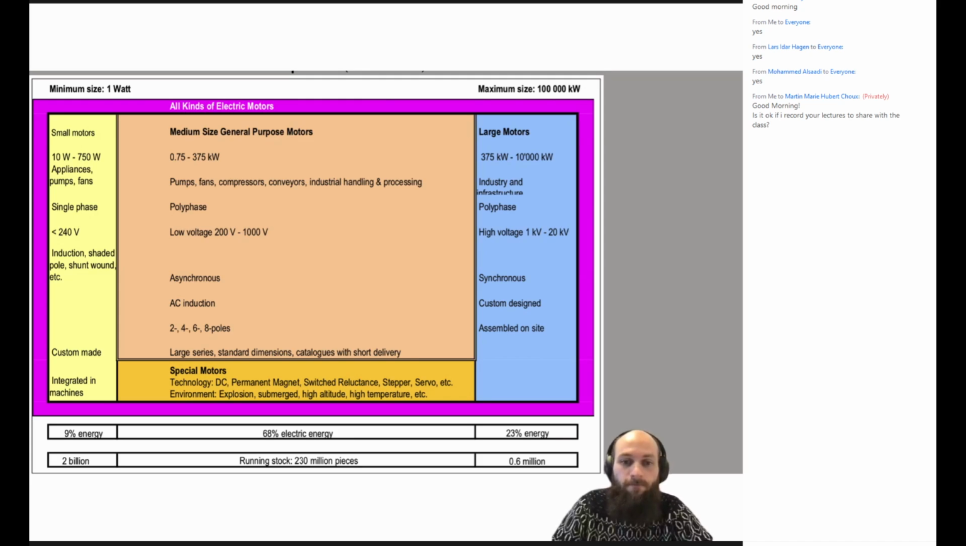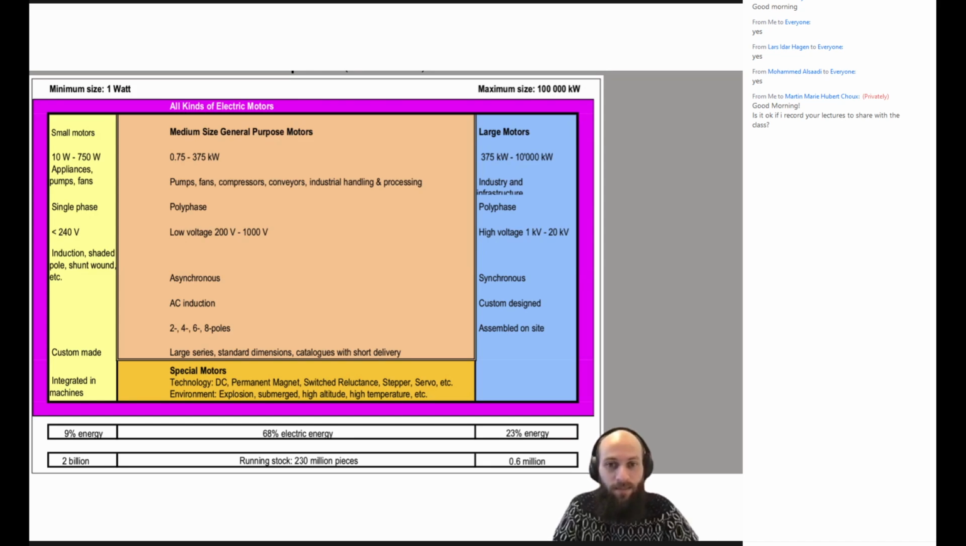So we see that the electricity is mainly used by middle-size motors. It's 68% of the motors, and 48% of the whole electricity, and approximately 230 million pieces of such motors.